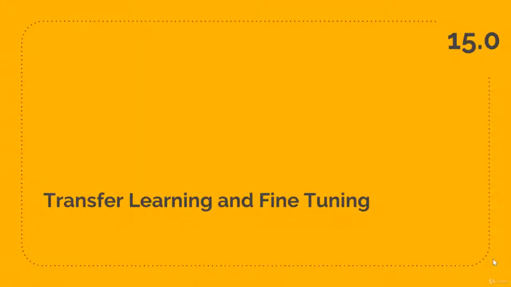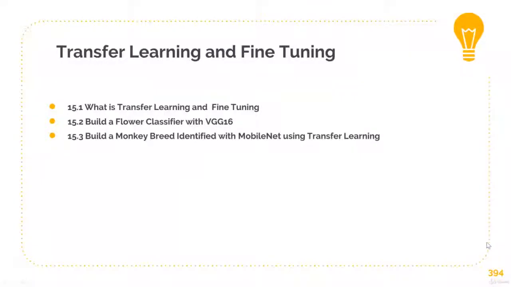Thank you. Hi, and welcome to chapter 15, where we take a look at transfer learning and fine-tuning, two very important concepts that will help you immensely in training your CNNs. Okay, so let's take a look at the contents of this chapter. In 15.1, I explain what exactly transfer learning and fine-tuning are, and then we use these concepts to build a flower classifier using VGG16, and then we build a monkey breed identifier using MobileNet and transfer learning. So it's going to be quite cool, so stay tuned.